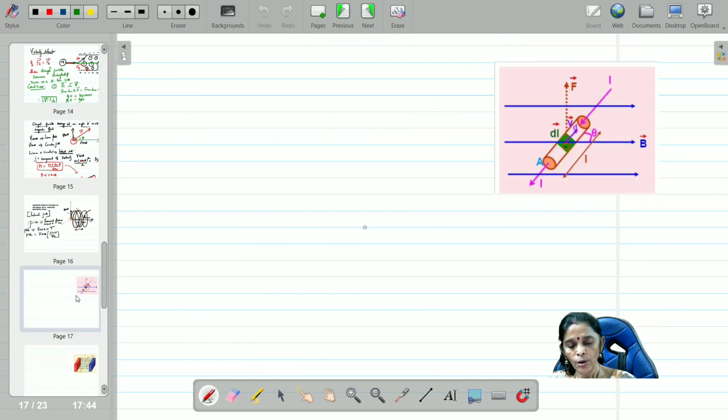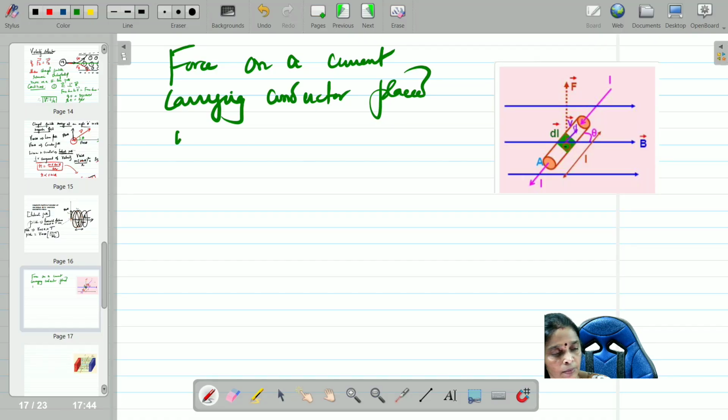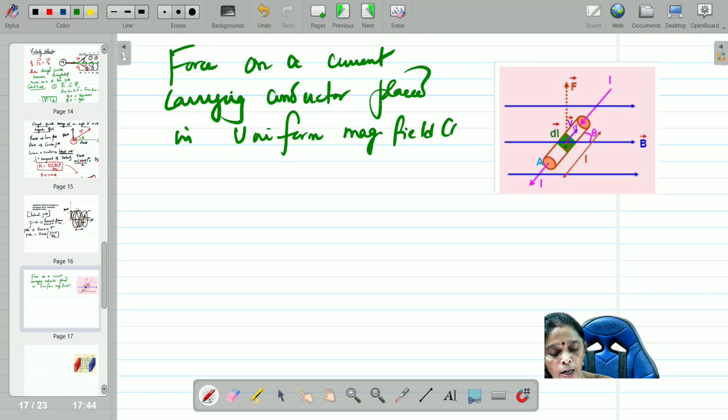Okay children, now force on a current carrying conductor placed in a magnetic field, same concept. See, that is charge, now it is current. Force on a current carrying conductor placed in uniform magnetic field. Same concept children, there it is charge, here it is conductor, lot of charges, n number of charges, placed in uniform magnetic field B.